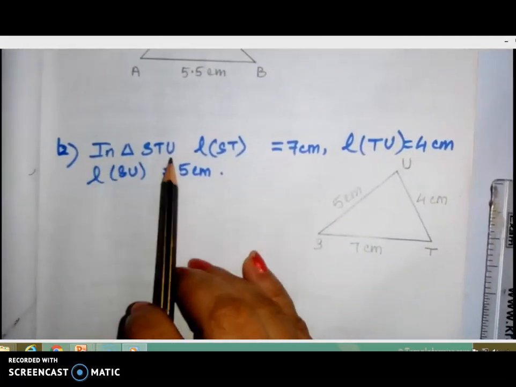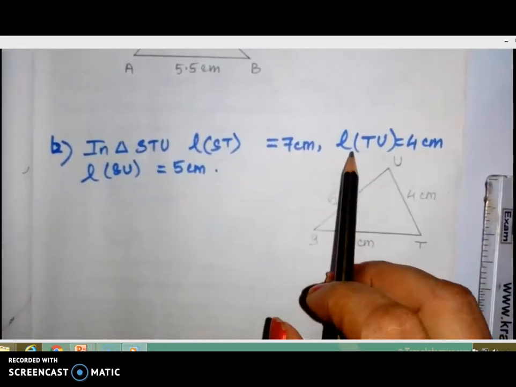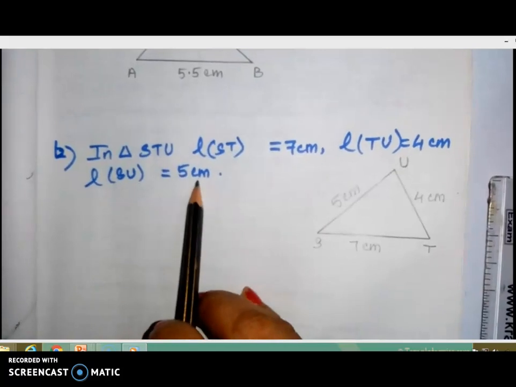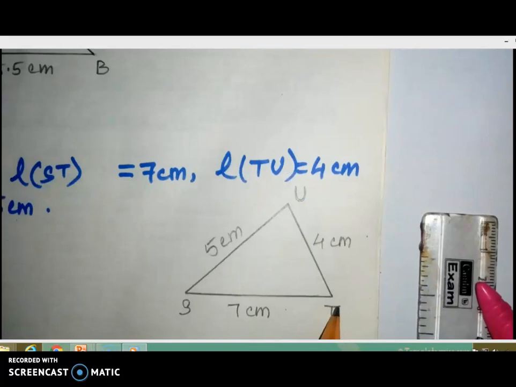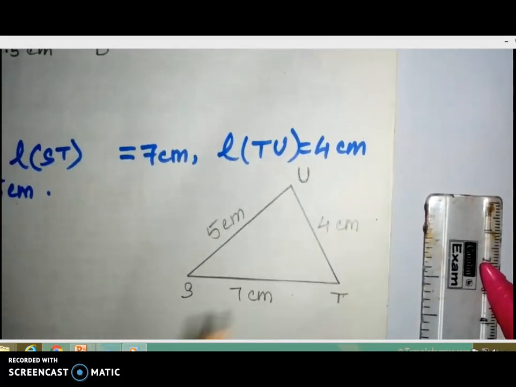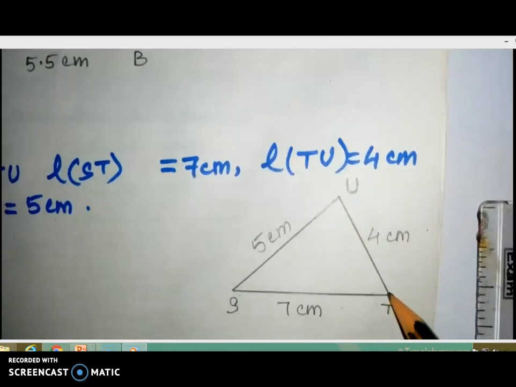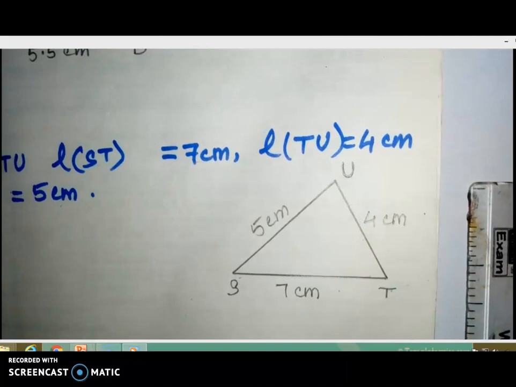Second question, in triangle STU, length of ST is 7 centimeter, length of TU is 4 centimeter, and length of SU is 5 centimeter. So we will take the longest side ST as the base, 7 centimeter. Then SU is 5 centimeter, and TU measures 4 centimeter.